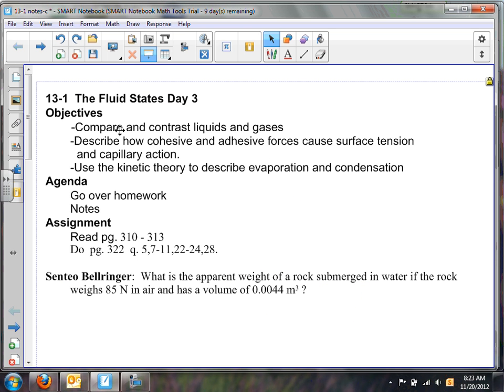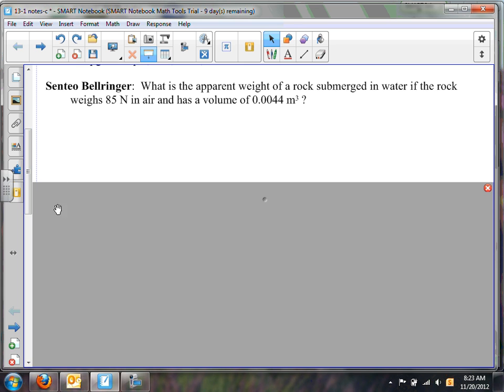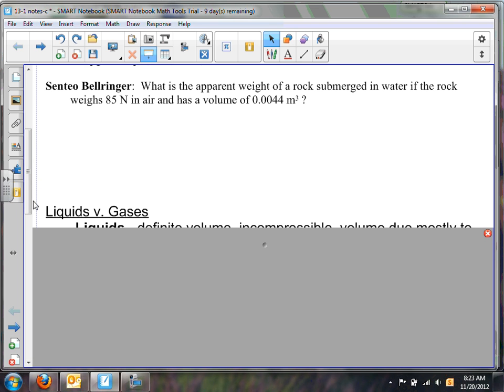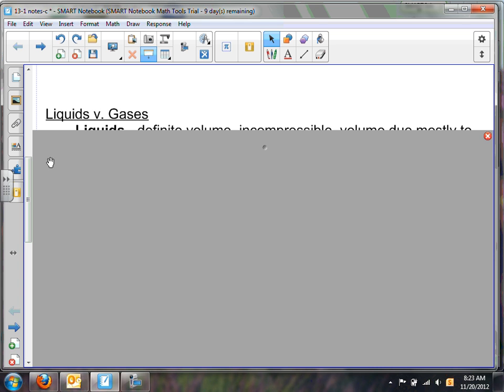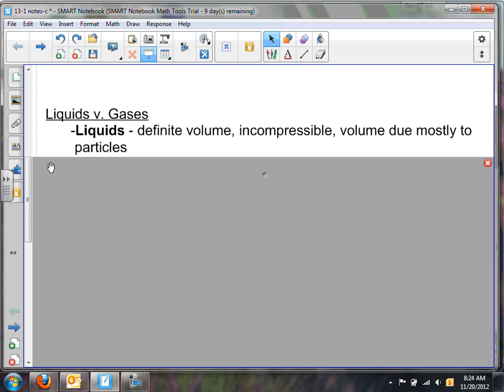So let's get to our notes then. Liquids versus gases. You know a lot about this already from chemistry. So just some main definitions of liquids and gases. Liquids, we know, have a definite volume, which means if you pour them, 200 milliliters from one beaker, to a flask, to a test tube, the volume stays the same. They're incompressible, which tells me something about how close the particles are. And the volume is due mostly to the particles, not a whole lot of space in between.